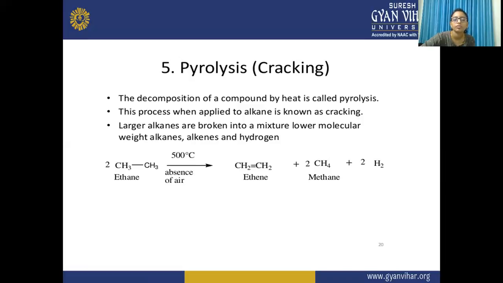So here the product formed would be alkenes and hydrogen at high temperature, 500 degrees centigrade, in the absence of air. Means here the reaction is proceeding in vacuum condition. So here CH3CH3, which is your ethane, when it is reacting, here we have taken 2 molecules of ethane. So here it is reacting at a very high temperature, which is 500 degrees centigrade, and it is happening in the absence of air. So here is a formation of ethene plus methane plus hydrogen.